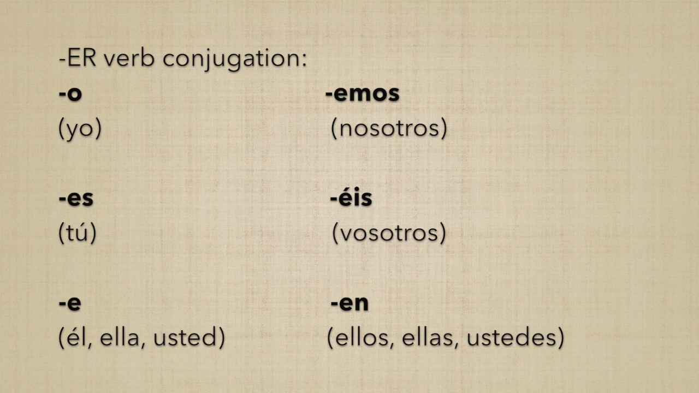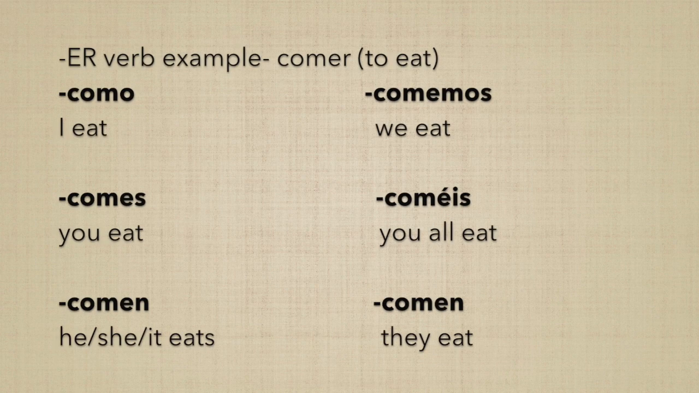Now for the ER verbs, it is basically the same thing as the AR verbs, except the A's are replaced with E's. So we have o, es, e, emos, éis, en. One example of an ER verb is comer. Yo como, I eat. Tú comes, you eat. Él come, he eats. Nosotros comemos, we eat. Vosotros coméis, you all eat. And ellos comen, they eat.